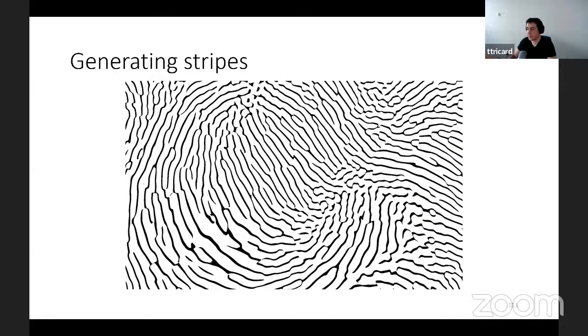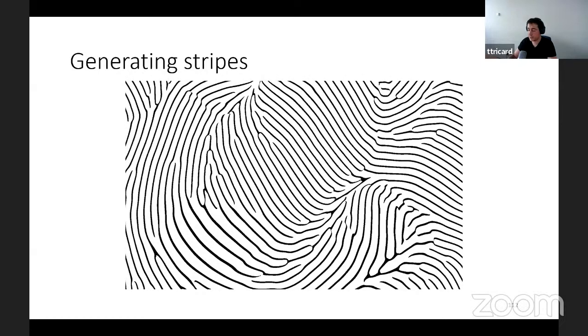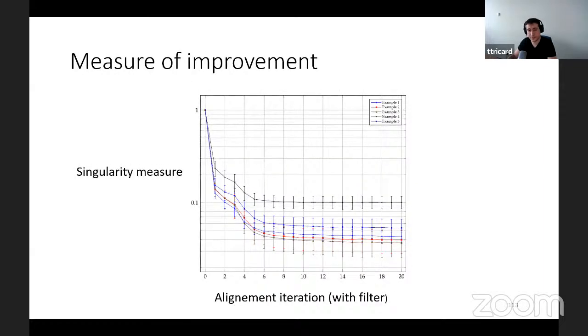Right. So if we look back at our example, and we look now at how it looks once we apply our algorithm, you can see that it's already way better. And a nice thing is that, as we can measure singularities, we were able to measure the improvement of our method. And as you can see, just after a few iterations, it's already way better.